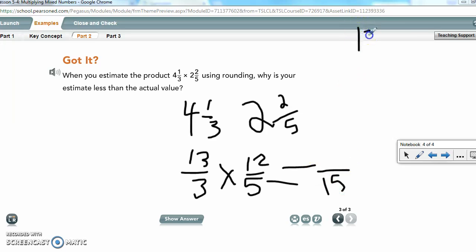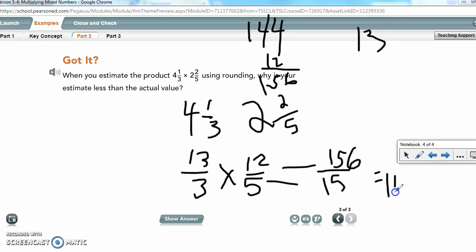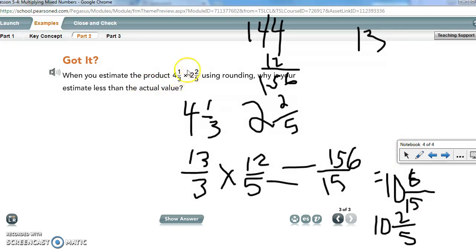I know 13 times 12. Well, 12 times 12 is 144. So if I have 144 plus another 12, I get 156 over 15. When I simplify this, I know 10 times 15 is 150. So I get 10 and 6/15. Okay, I can simplify that further. 10 divided by 3 is 2/5. Okay, so when I round this, 1/3 is less than 1/2.